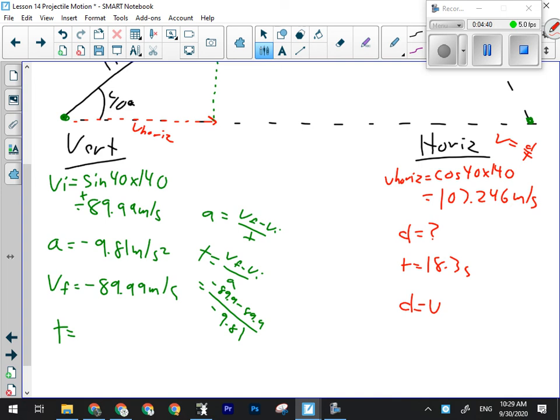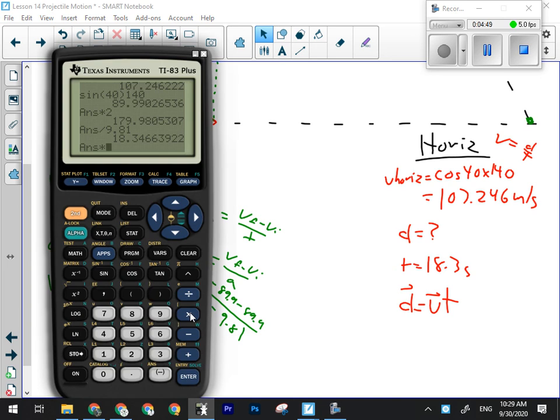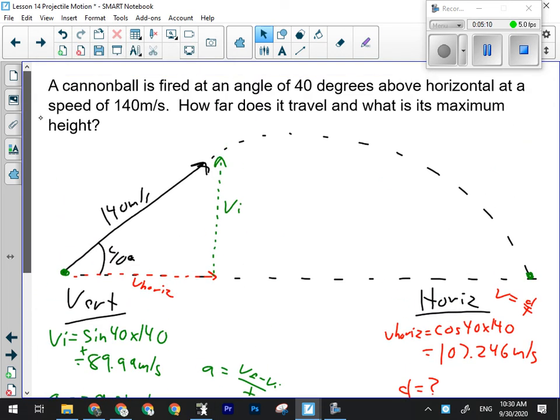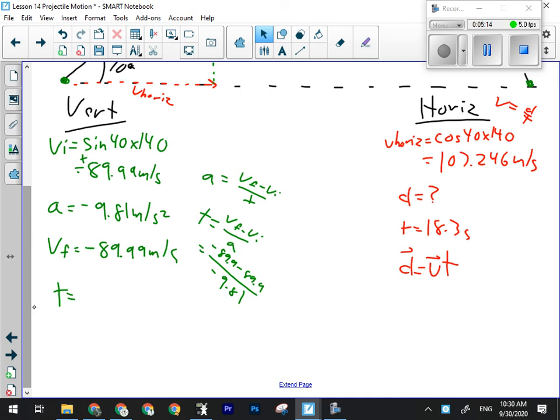So now I can calculate the horizontal displacement using v times t. We'll take our time there and multiply it by 107.246222. I think we only have 2 significant digits in this question. This thing flies 2 kilometers. So 2.0 times 10 to the 2, right? We only have 2 significant digits. So, sorry, times 10 to the 3. 2.0 times 10 to the 3. That's my horizontal distance traveled, pretty far.